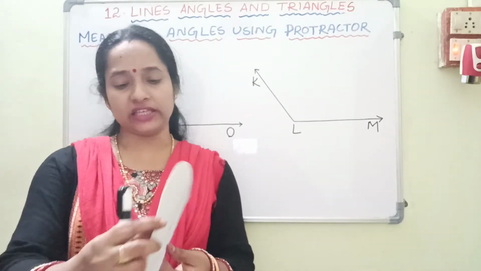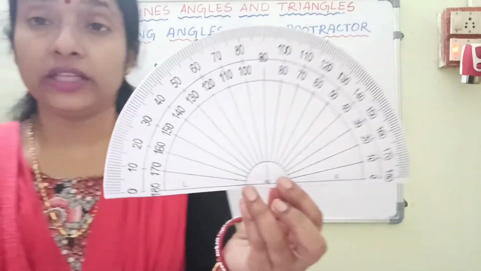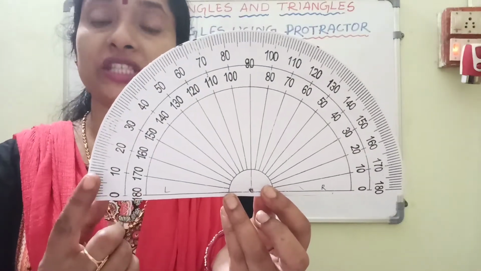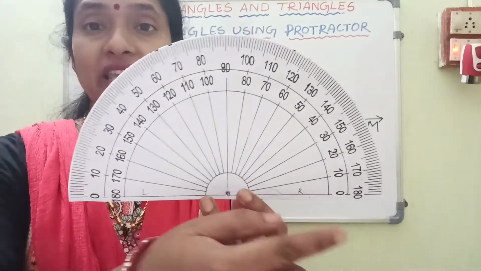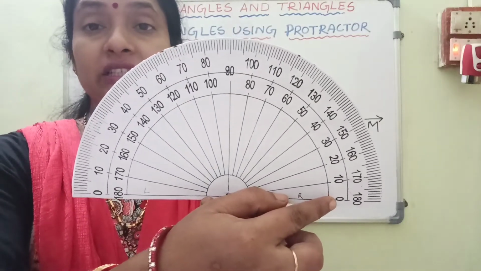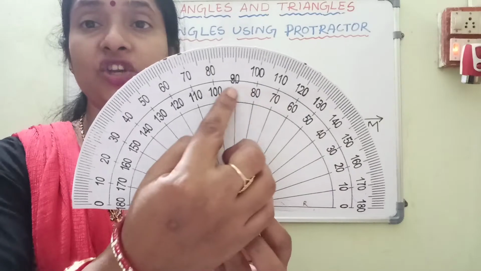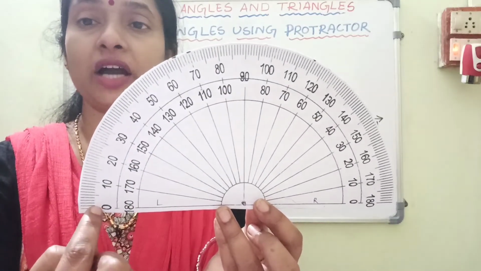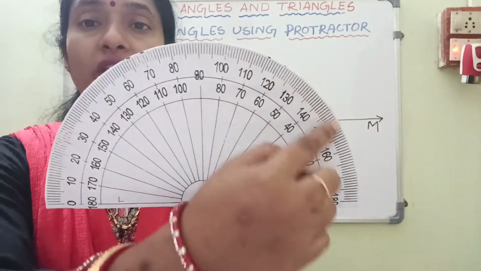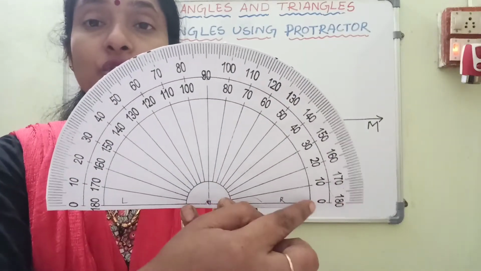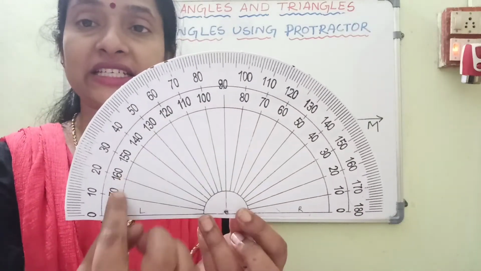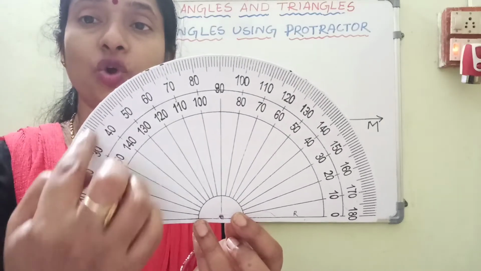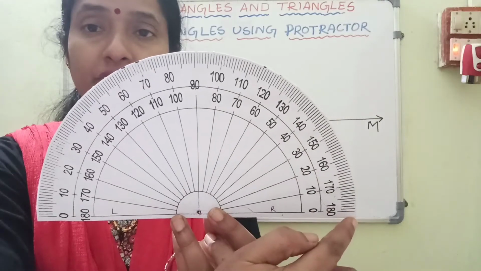Children, here is the model of a protractor. In this protractor, if you will observe, there are two scales. One scale is having the marking starting from 0 to 180 degree inside, and the other scale has the marking starting from 0 to 180 degree in the outside. So this is called as the inner scale, and the markings that are present outside to it is called as the outer scale of the protractor.